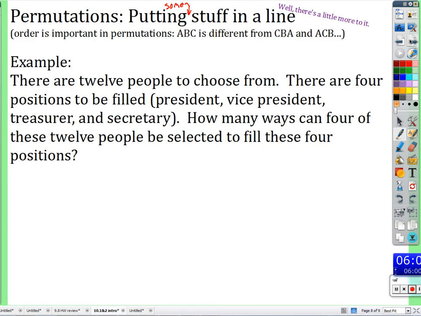So we have 12 people to choose from. There are 4 positions to be filled. How many ways can 4 of these 12 people be selected to fill these 4 positions? Okay, so think this happens first, this happens next, this happens next, this happens next, and then how many ways can the first thing, second thing, third thing? I'm not asking for the final answer yet. Oh, shoot.